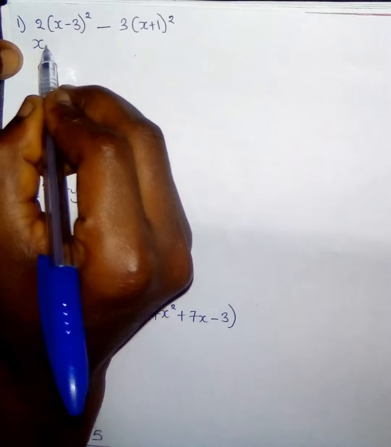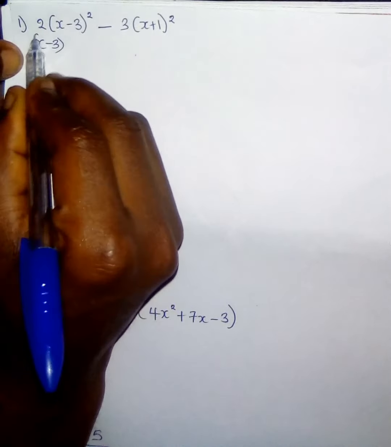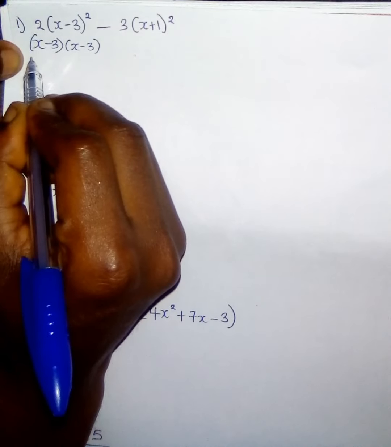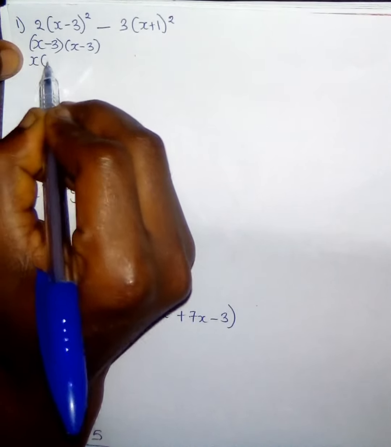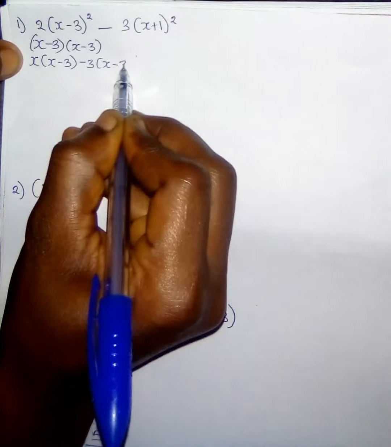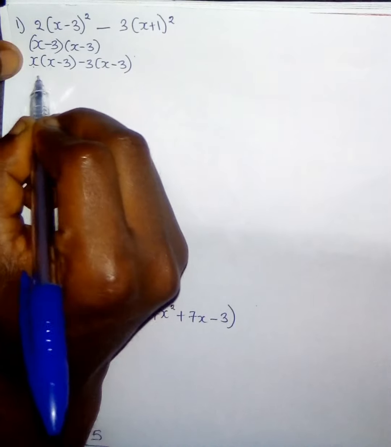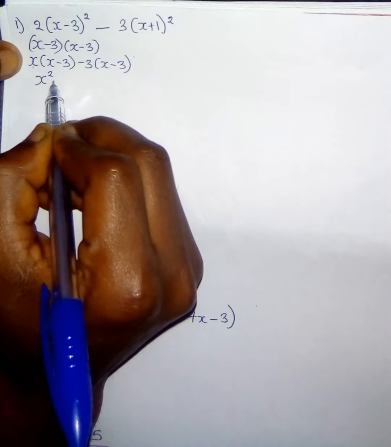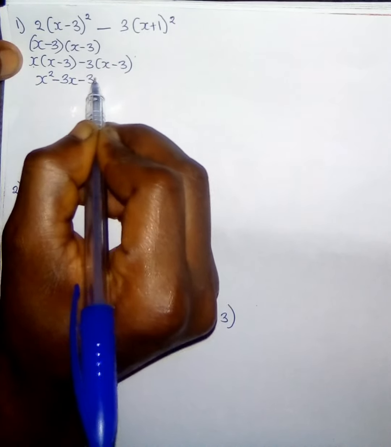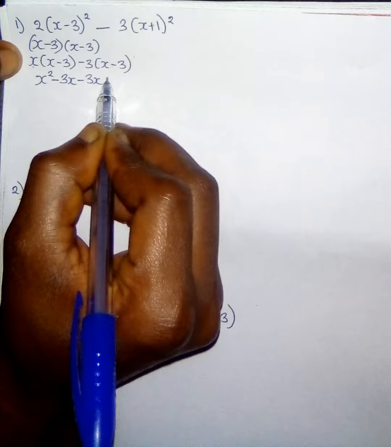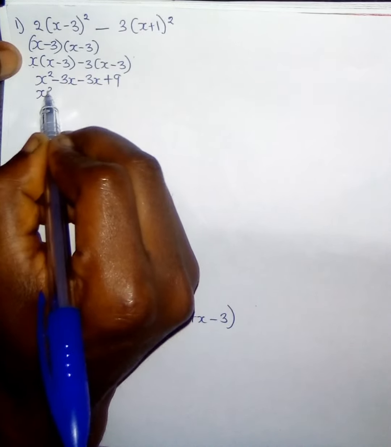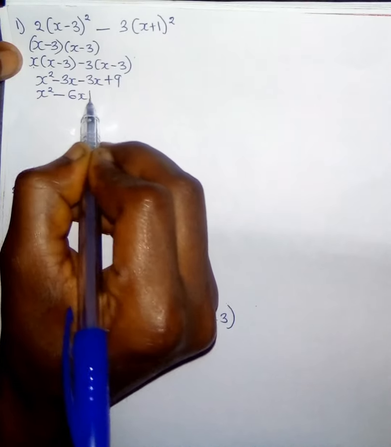So we have (x minus 3) all squared. It simply means (x minus 3) times (x minus 3). So simplifying this further, we have x into (x minus 3) minus 3 into (x minus 3). Now x times x is x squared. x times minus 3 is minus 3x. Minus 3 times x is minus 3x. Minus 3 times minus 3 is plus 9. Now if we simplify further, this will be x squared minus 6x plus 9.